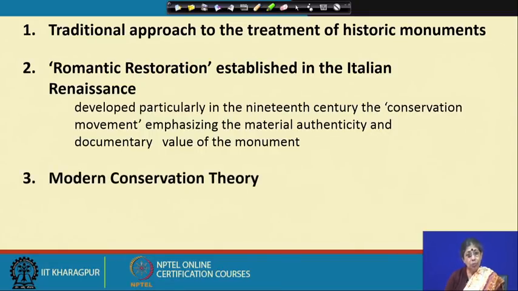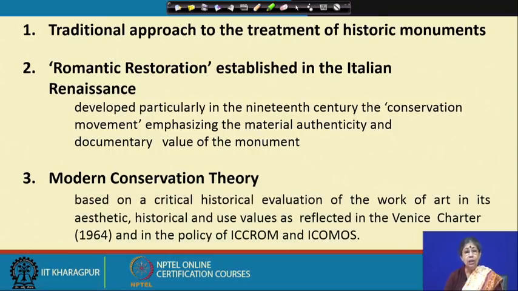And the third one is modern conservation theory, where we see the Venice Charter based on a critical evaluation of the work of art in its aesthetic, historical and use values, as reflected in the Venice Charter and in the policy of ICCROM and ICOMOS. So, these are the major broad themes of the conservation movement which we will discuss, and also we will talk about the context as we are seeing today.